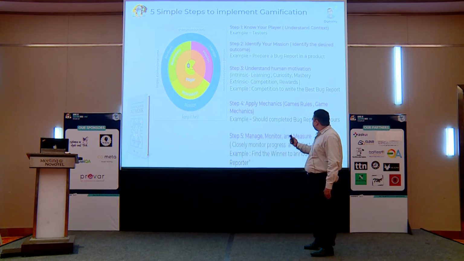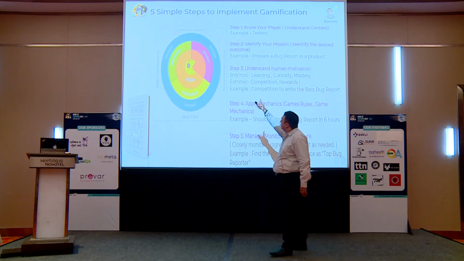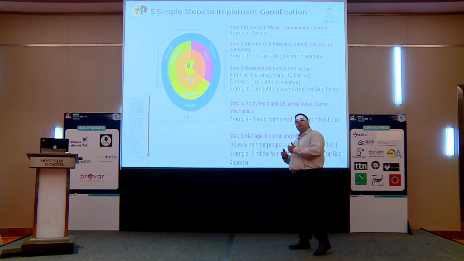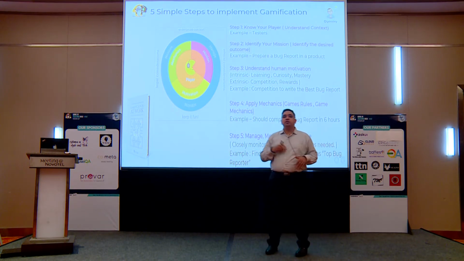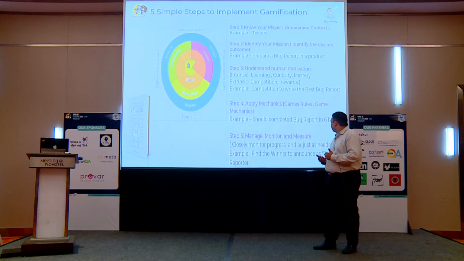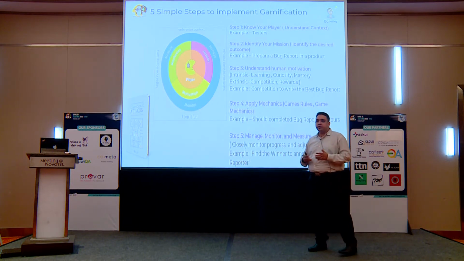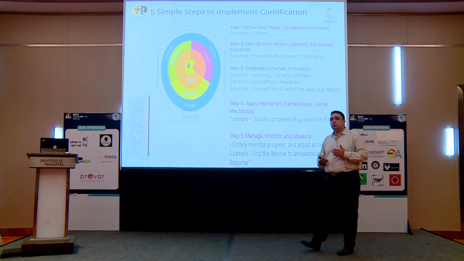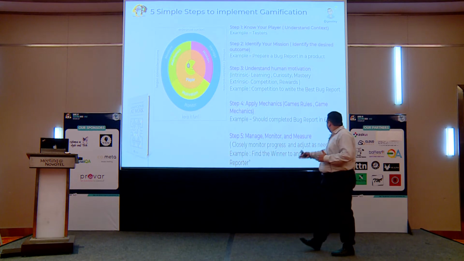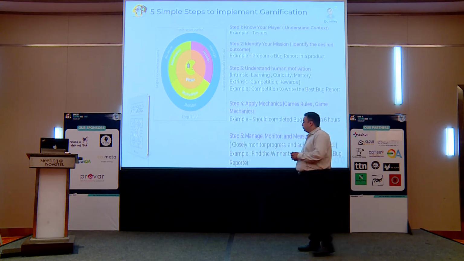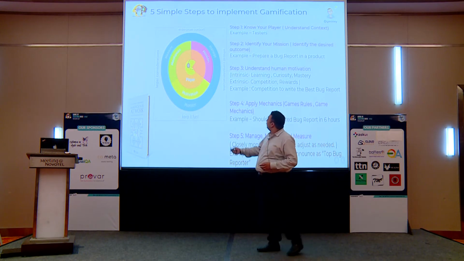And then the last step is to monitor, manage and measure. Whenever people are competing in a competition, they always like to get real-time feedback, and that's what charges them to do better and get into the competition. Then you manage, you find out who has won, who is the leader, and then you announce the winner of the top bug report. So these are five simple steps of how you can set up gamification.